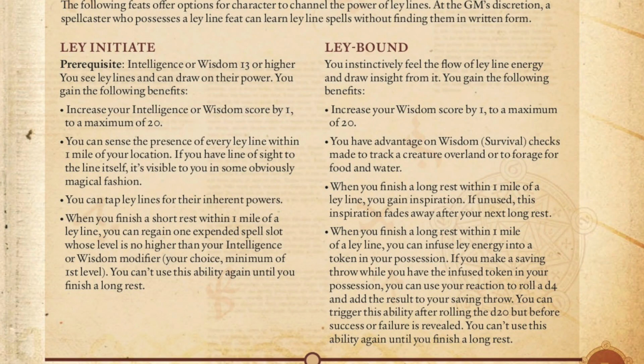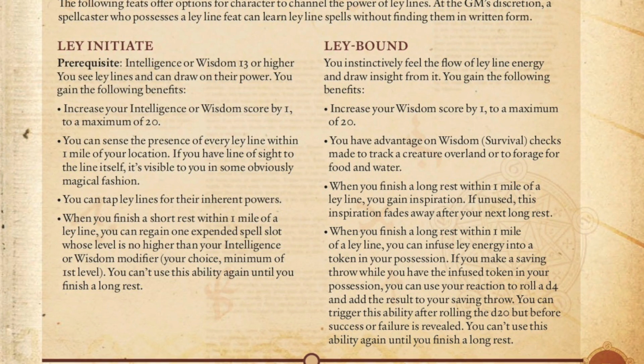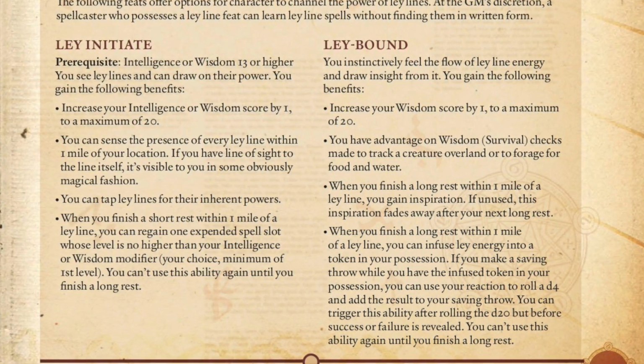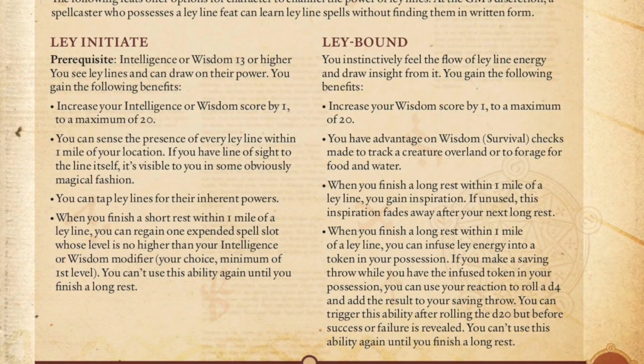Ley-Bound is the other one. You instinctively feel the flow of ley line energy and draw insight from it. Gain the following benefits. Increase in Wisdom. You have advantage on Wisdom (Survival) checks made to track creatures over land or to forage for food and water.